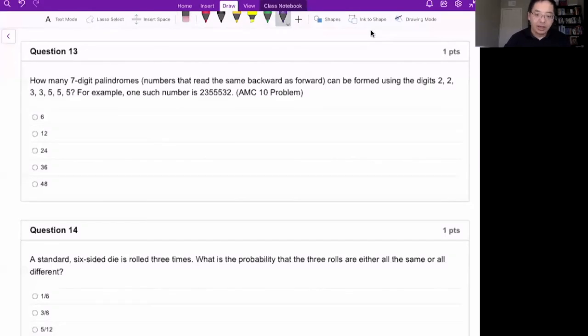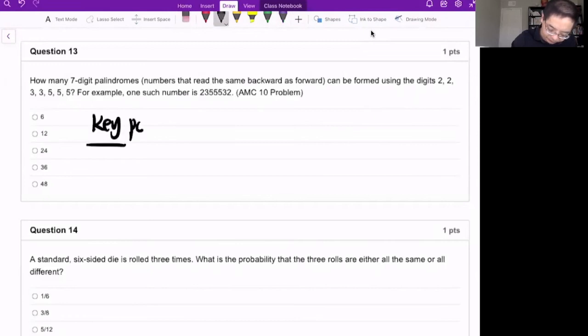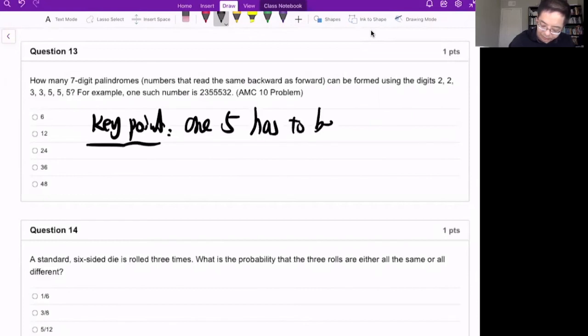Here, the key point is, because we have three 5s, all the others are pairs. Therefore, in order to form such a symmetric number, one 5 has to be in the middle. So that's the key point: one 5 has to be in the middle.